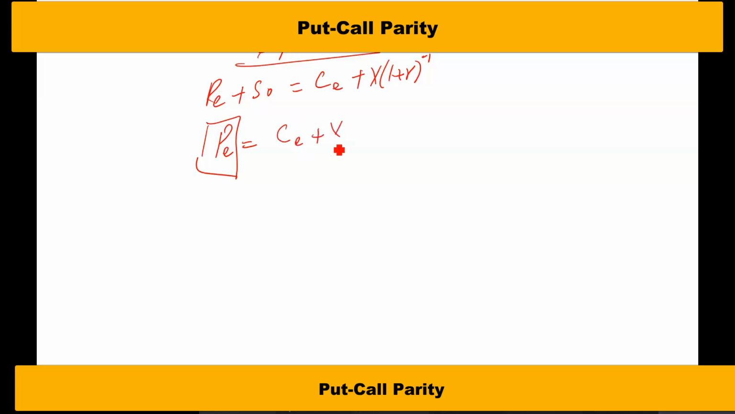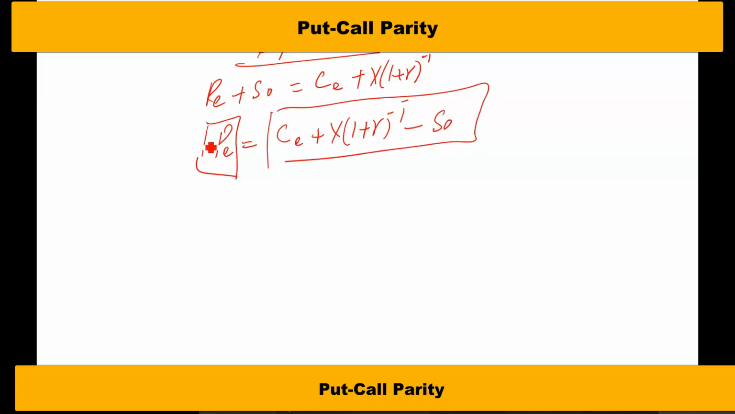So what is a synthetic security? A synthetic security is basically a replication of an actual security. So we know that buying a put plus buying the stock is equal to buying a call and investing in the risk-free bond. If I manipulate this equation, it means that if I want to replicate whatever payoff I can get with a put option, I need to buy the call option, invest in the risk-free bond, and short the stock. I will get the same payoff as if I had invested in a put option. So this is the synthetic security and this is the actual.